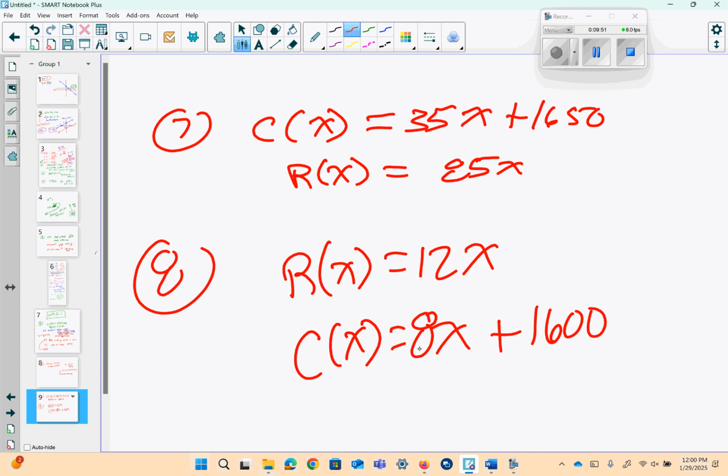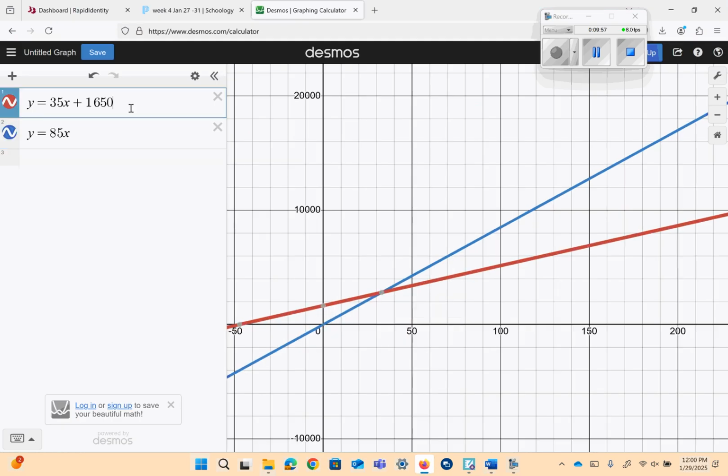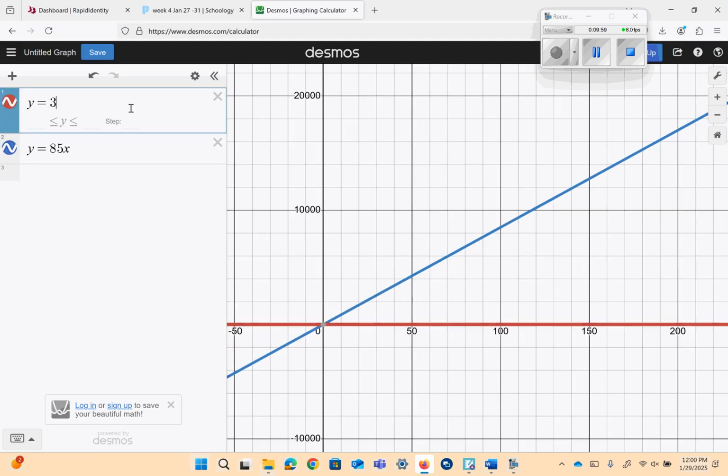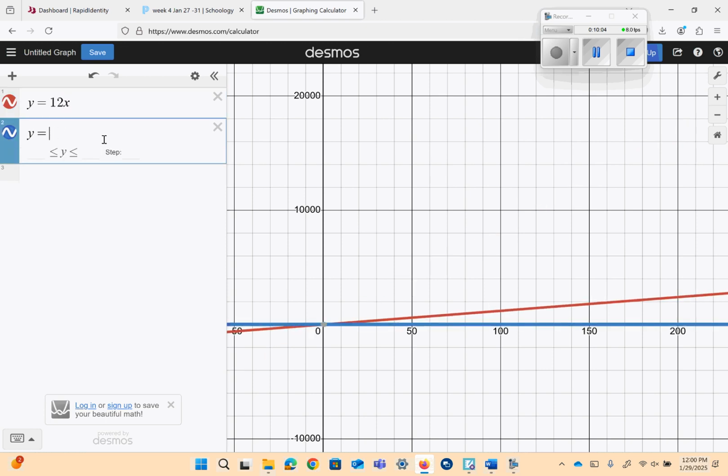All right. So if we want to find the break-even point, I'm going to graph both those lines. Again, using Desmos because I like Desmos. So we got 12x, and we got 8x plus 1,600.